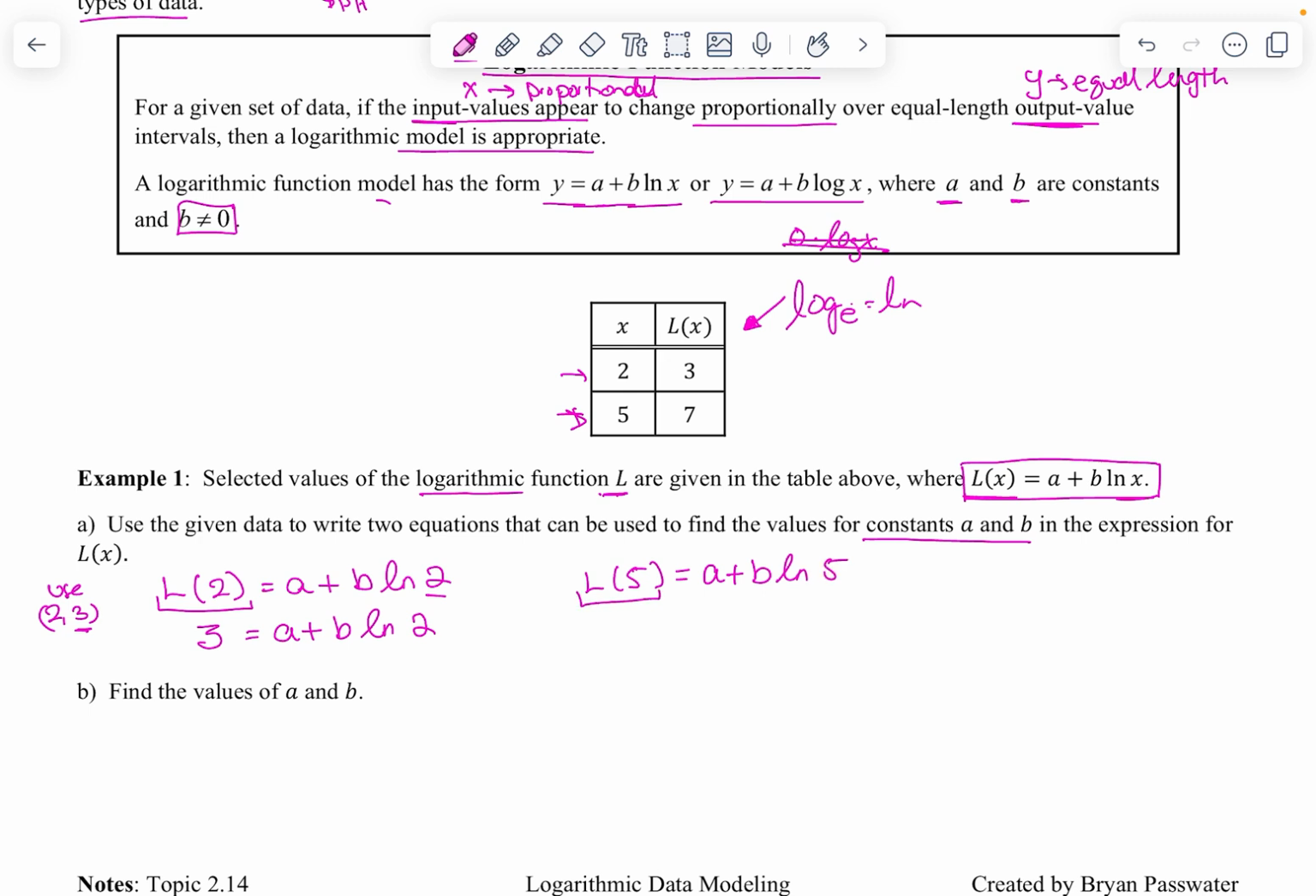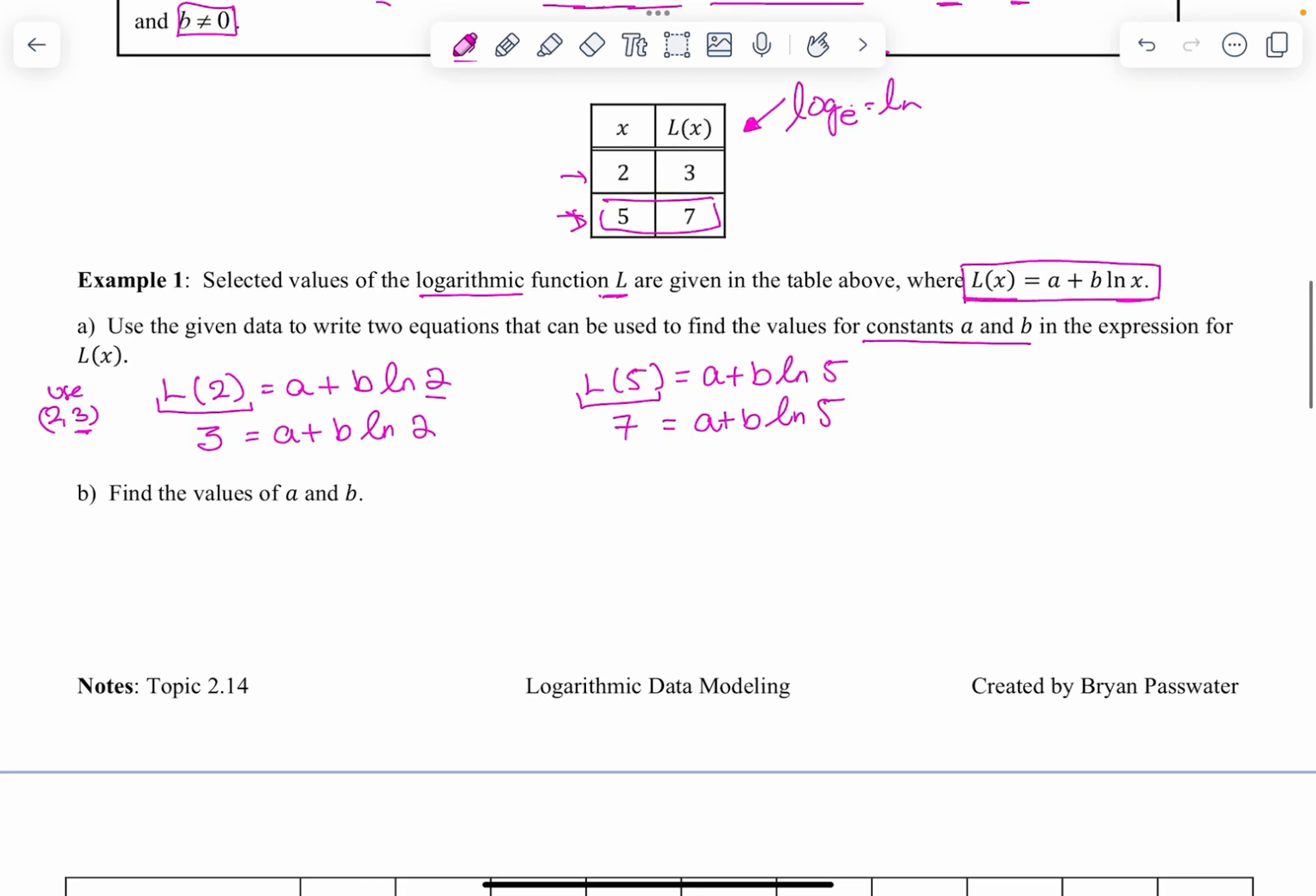And the L of 5 is the y value of L of 5, which is 7. So 7 equals a plus b ln of 5. So these are the two equations that we're going to be using to find a and b.